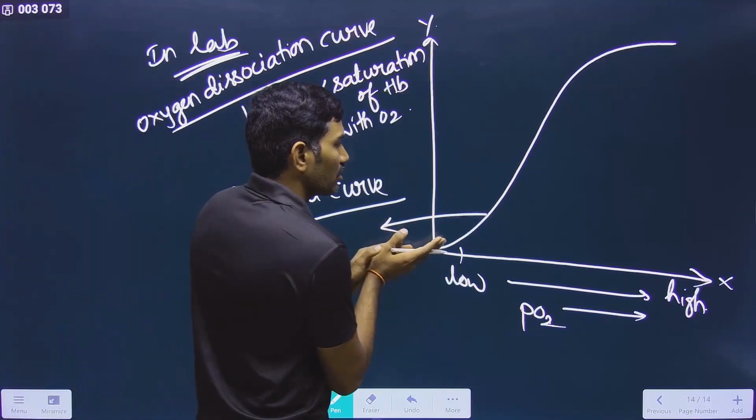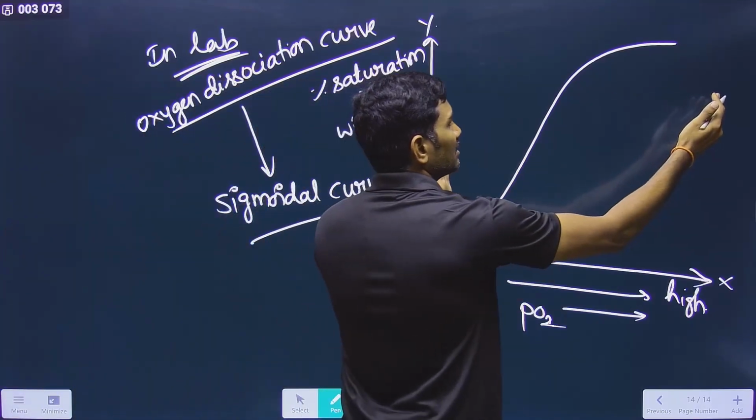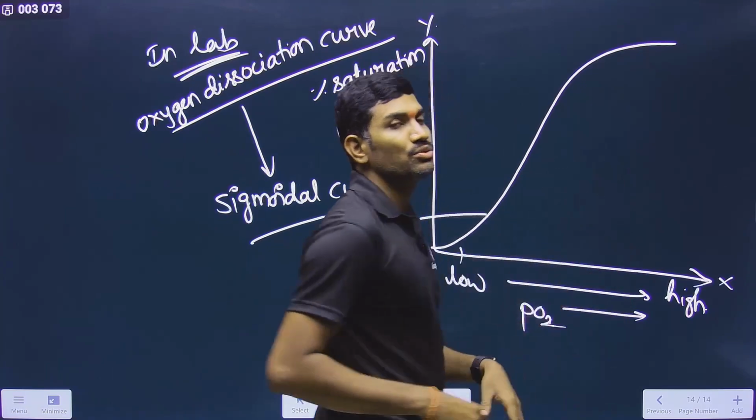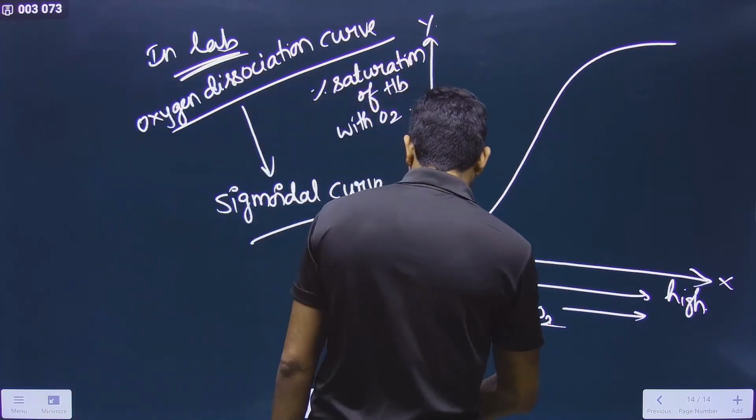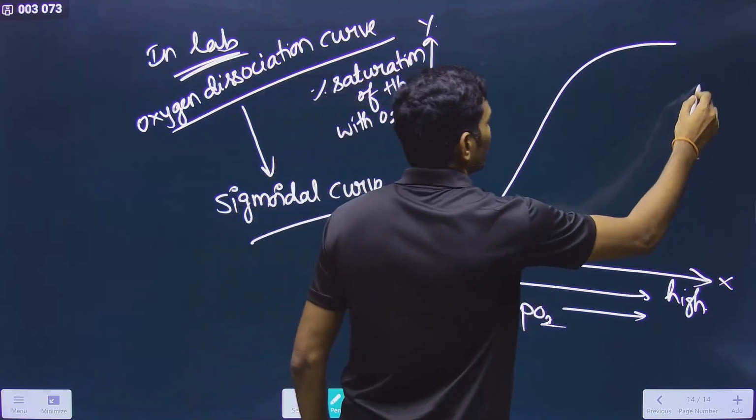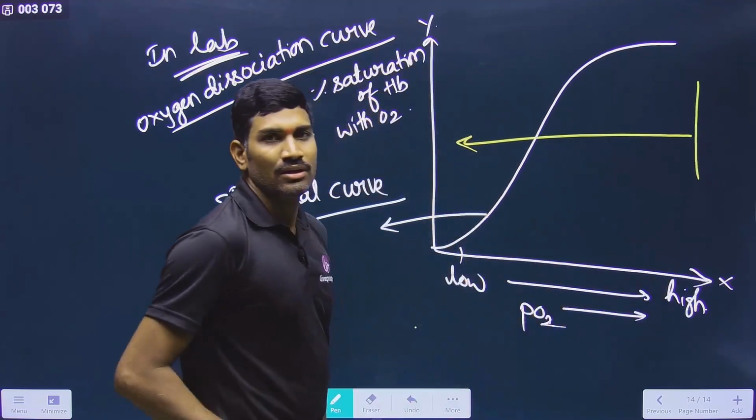But please remember, when you are going from left to right, it should be called association, because oxygen keeps on binding to hemoglobin. But please remember, technically we are focusing from right side to left side.